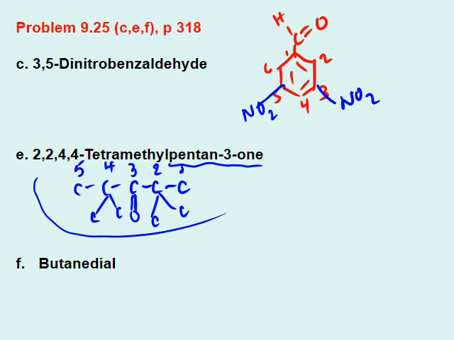Now let's try butanedial. Again, dial means there are 2 aldehyde groups. You know that aldehyde group can only be at the end of a chain structure. You cannot have CHO in the middle, I mean, when it's part of the long chain. So let's get butane first. 1, 2, 3, 4, that's butane. Now butanedial, C double bond O, H. Here also you'd have C double bond O, H.